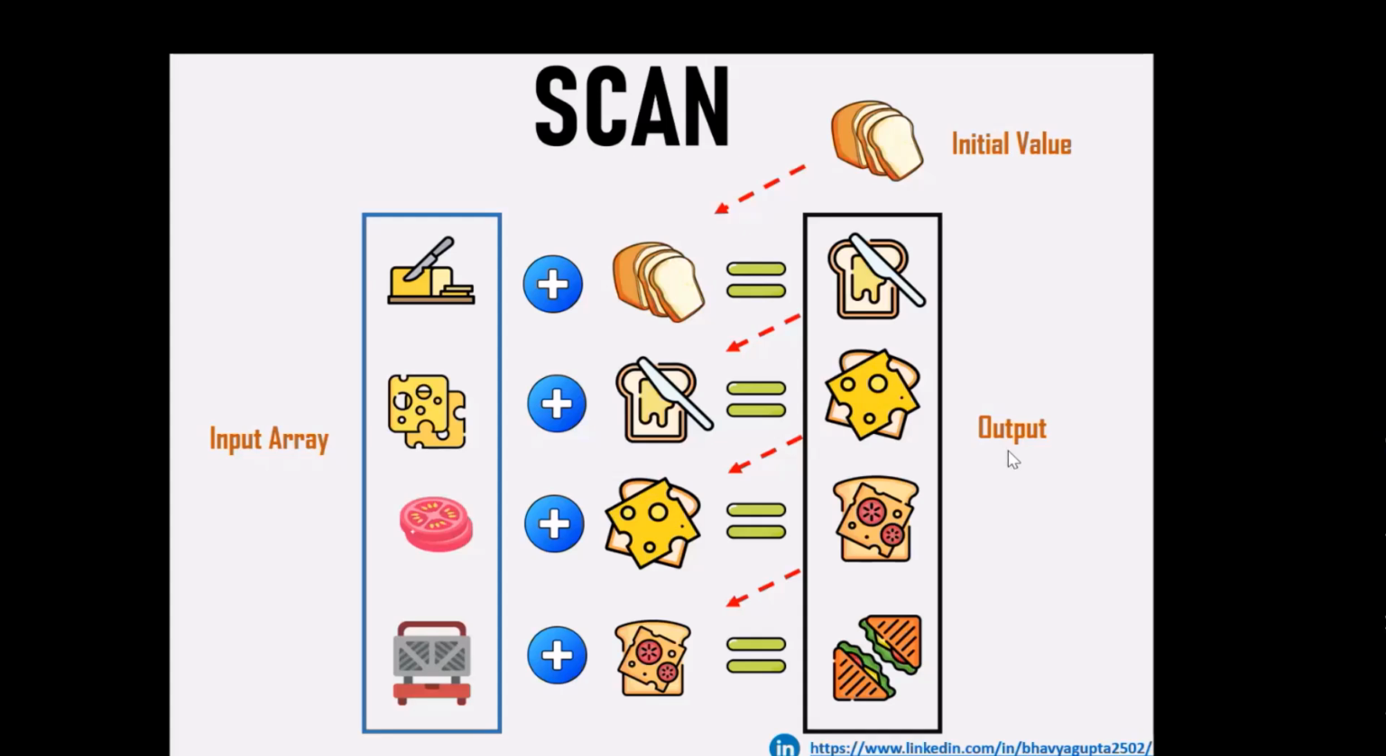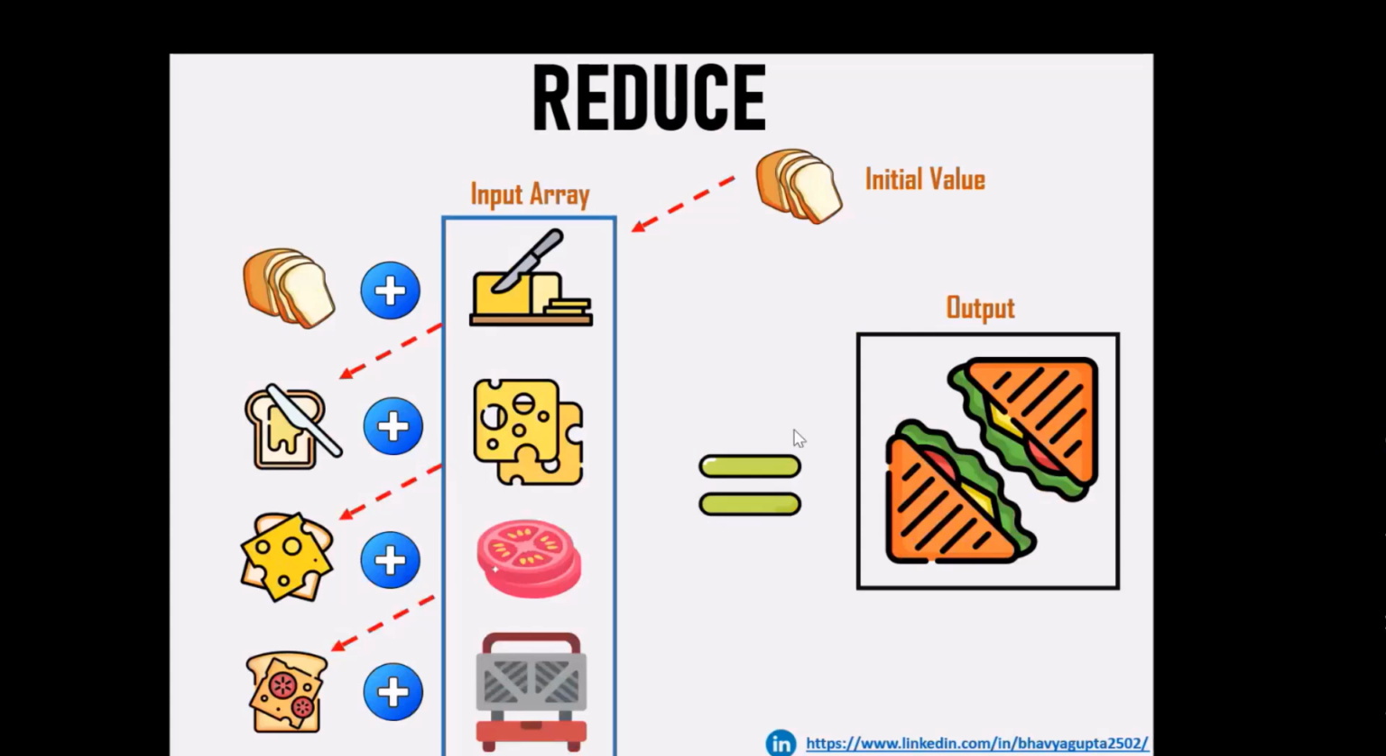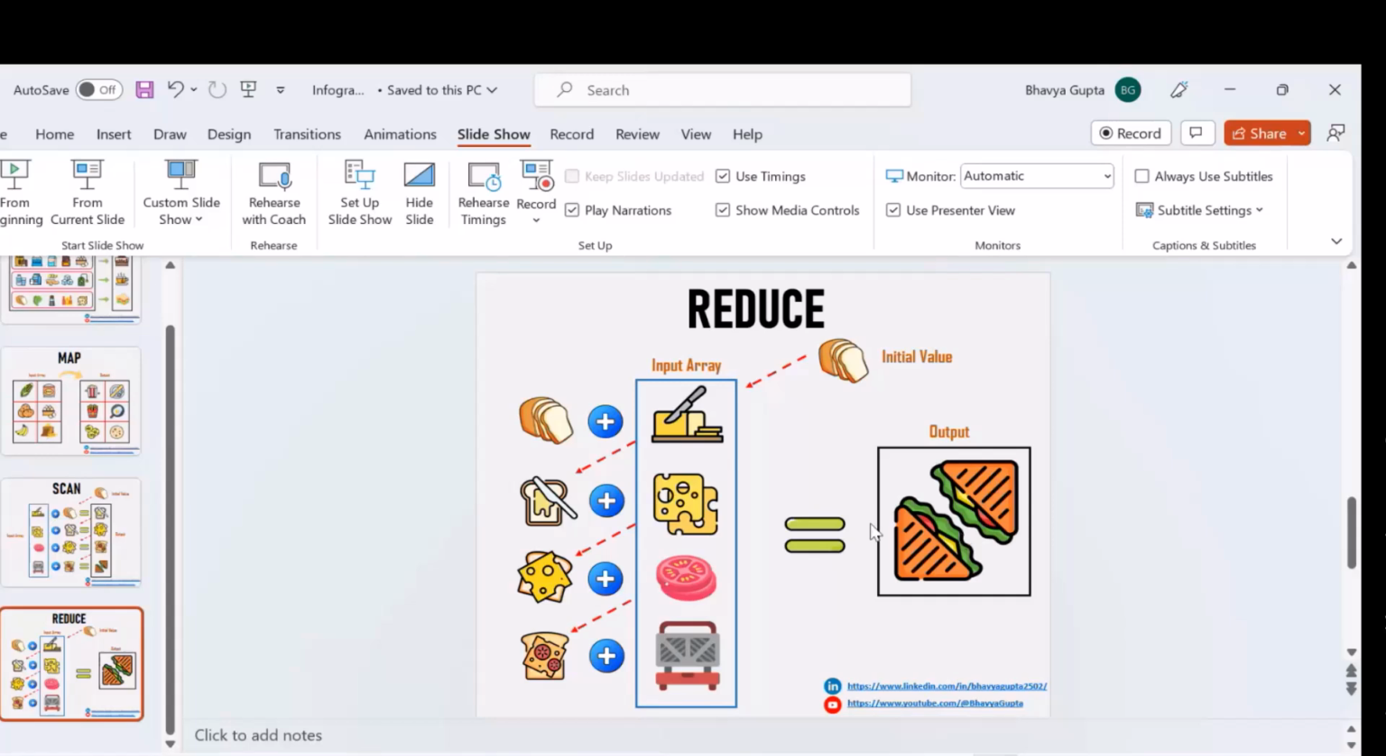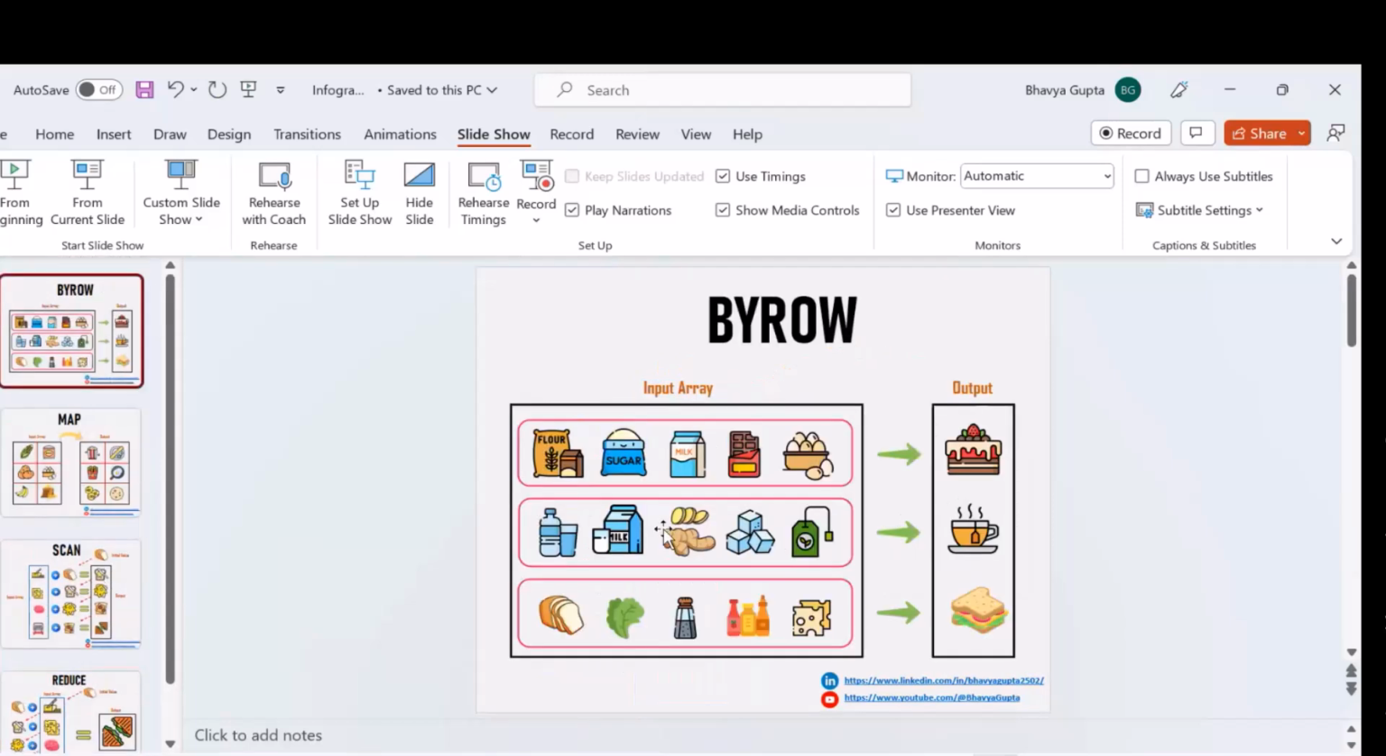And if we see a reduce function, this is just the same as a scan, but at the end what we are getting as output is only the sandwich. We are not storing each of the intermediate steps or intermediate outputs. We are just getting the final result, that is the sandwich. Here we started with bread, we applied butter, then cheese, salad, and baked them together inside the toaster. We got finally the output as a sandwich. So this is how these lambda functions work.